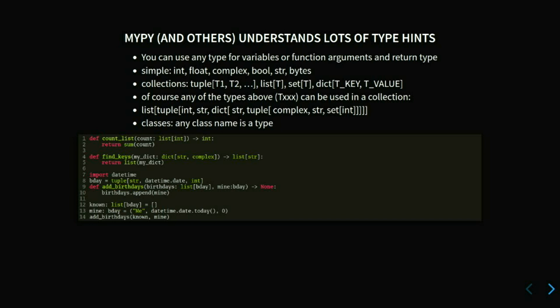With line 8, I'm actually using something called a type alias. And the idea here is to make things readable. So bday is actually a new type, which means the tuple type that you see there, and I'll show that in a slide or two. So we have our add birthdays that takes a list of that tuple type and a single bday one to add a birthday to that list.